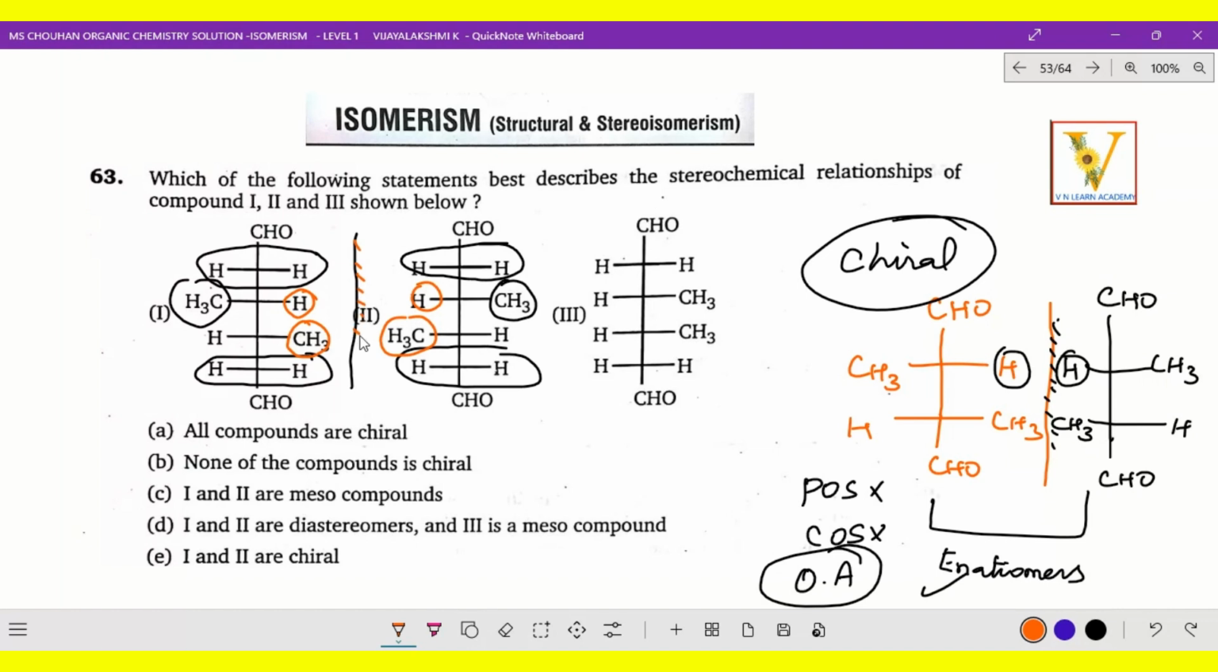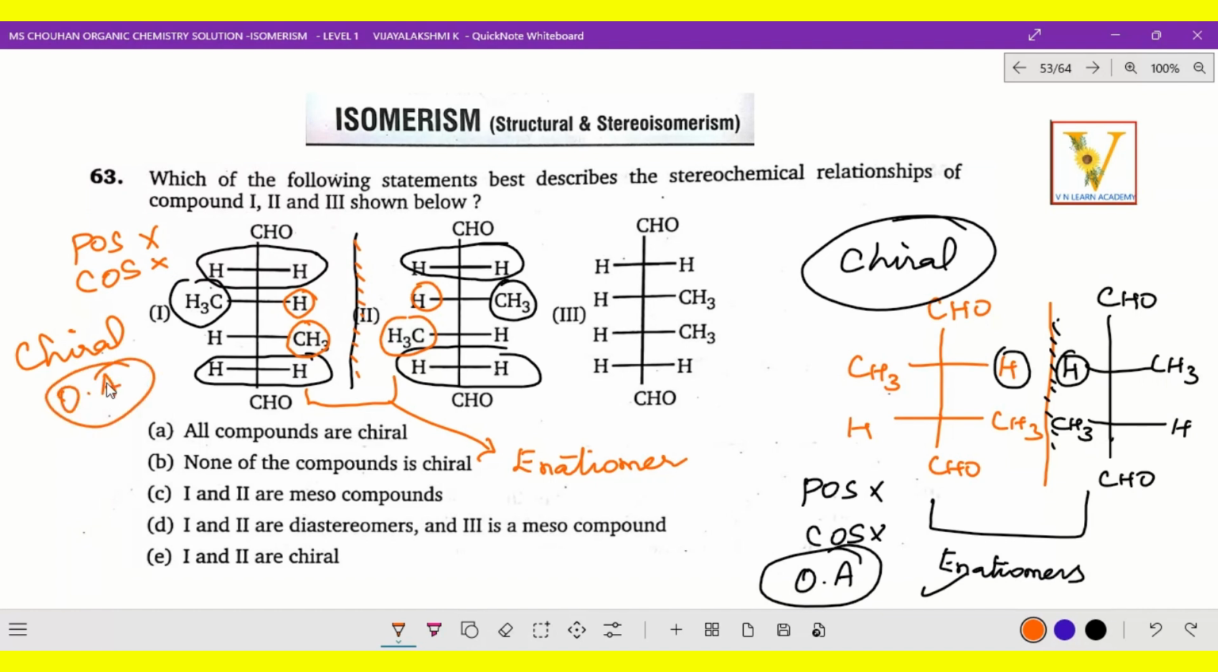So mirror images of each other means they are enantiomers. These two are what? Enantiomers. So enantiomers, POS, COS absent, and it is a chiral molecule. And this is optically active. Chiral molecule means 100% optically active. Now, the third one, options we still didn't go through, right?